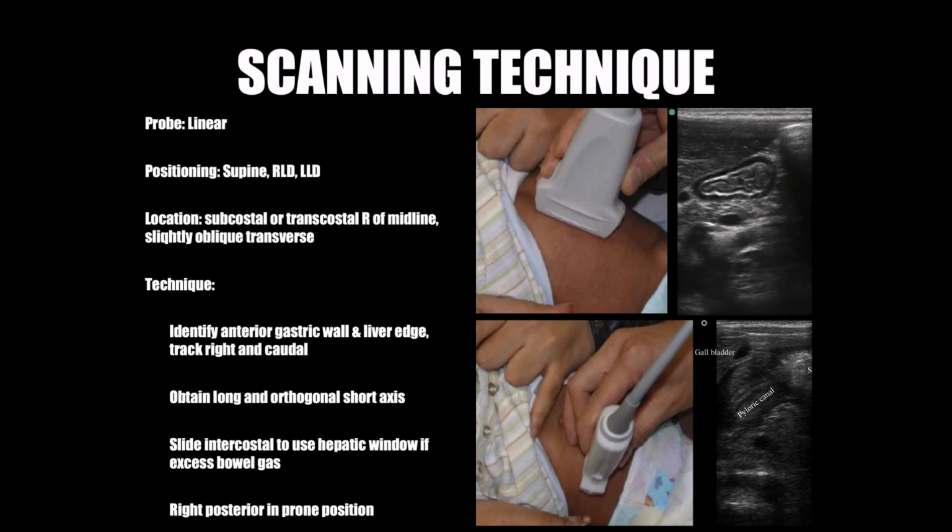An alternative technique is to place your patient in the prone position and to use a right posterior probe location to look from the back anterior. I personally have not done this, but it is one of the described approaches.